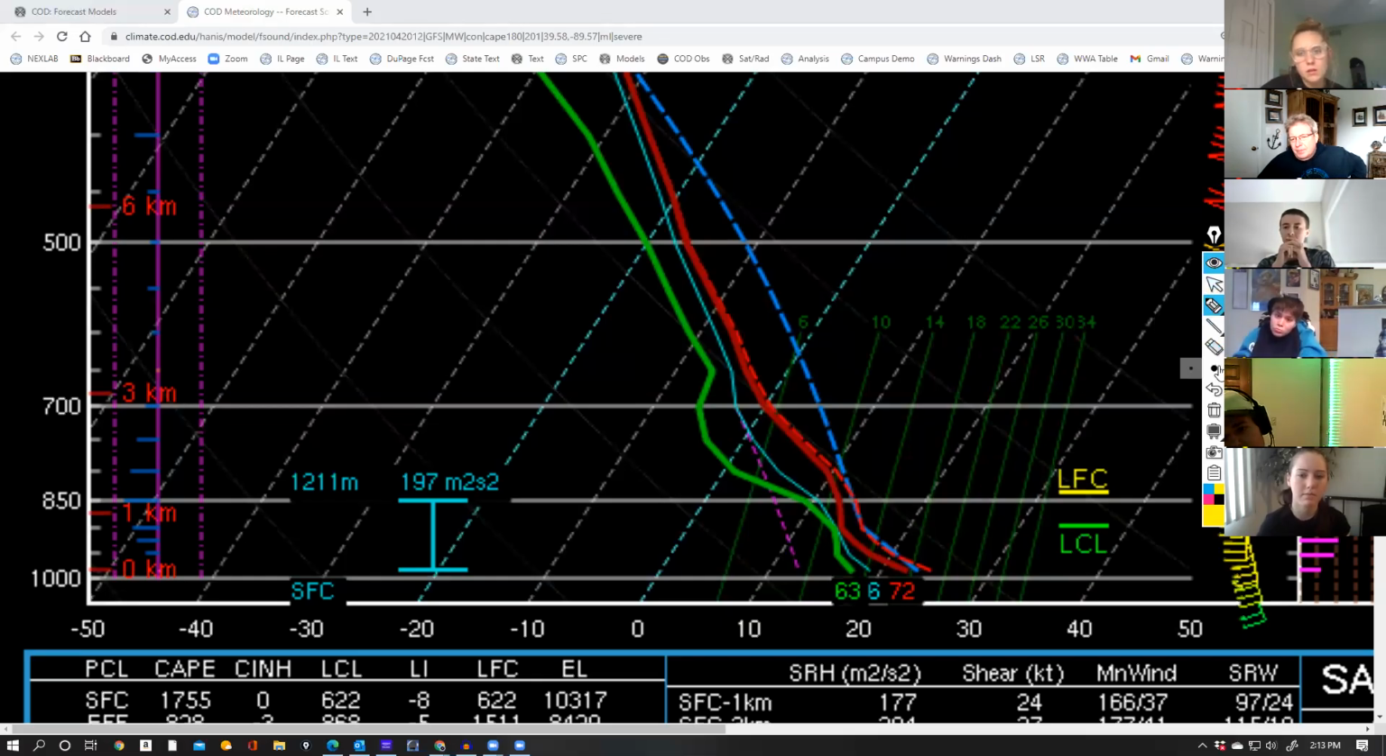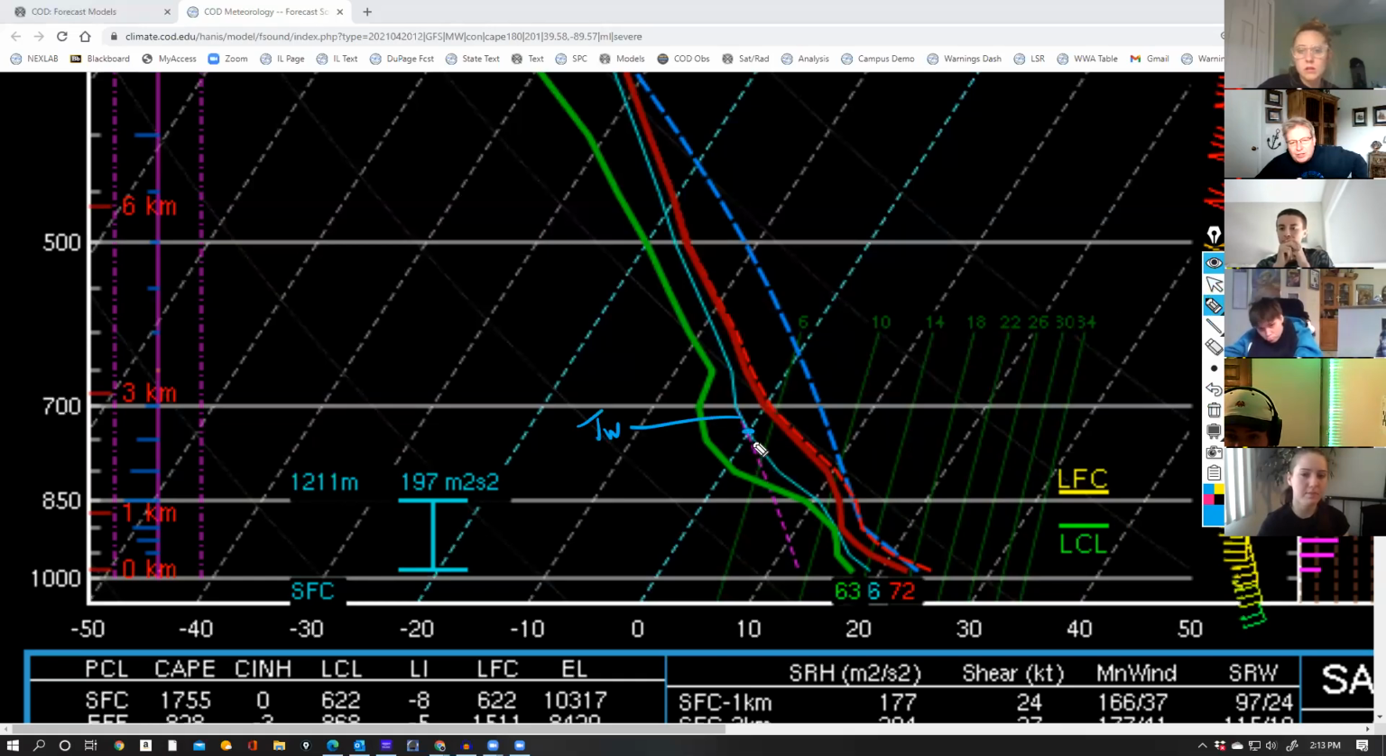Okay, since you brought it up, this thing here, that's the wet bulb temperature. Oh, okay. So that plots up the wet bulb temperature. So Sam, if you want to know where the wet bulb zero is, that's where it is. When you have low wet bulb zeros, you're going to get some big hailers.